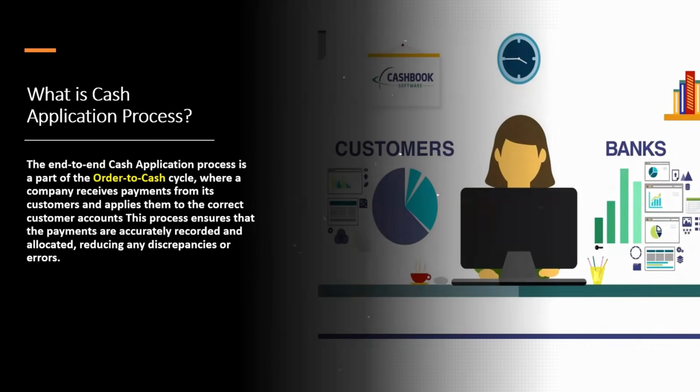The end-to-end cash application process is a part of order to cash cycle where a company receives payment from its customer and applies it to the correct customer account. This process ensures that the payments are accurately recorded and allocated, reducing any discrepancies or errors. So the process of applying the cash against the outstanding invoices is known as cash application process. Okay, great. Now we will move ahead and see what are the key stages of cash application process.